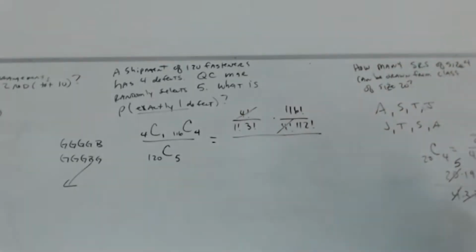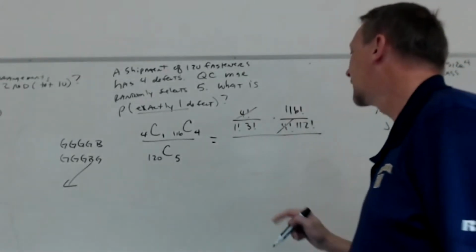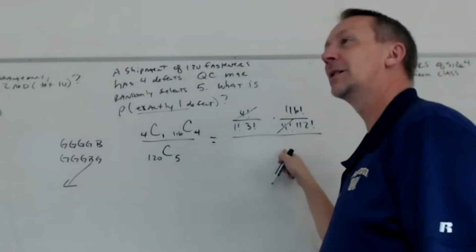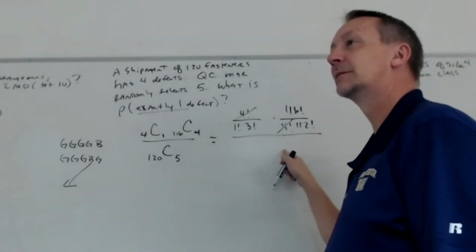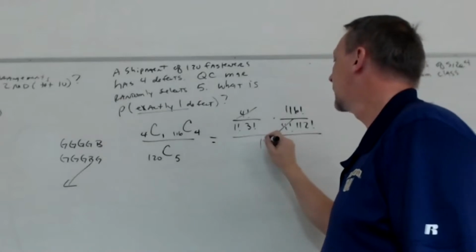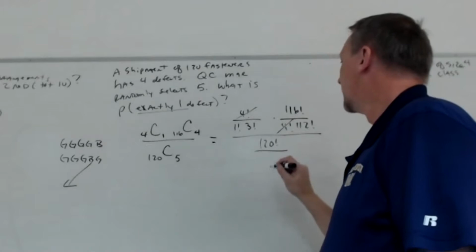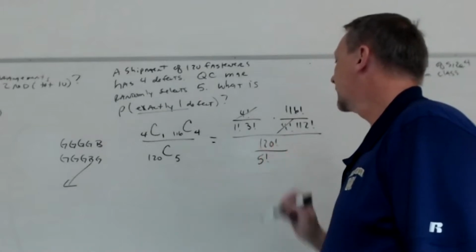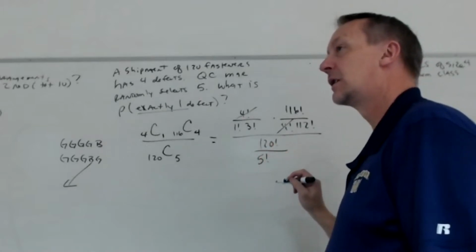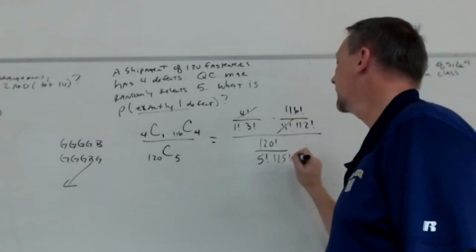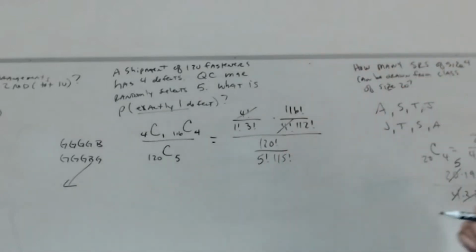Nice. Okay. Now on the bottom, we're going to pick on Austin. Can you help me do the combination on the bottom? 120 factorial over 5 factorial times 115 factorial. Now you have to do this on your calculator because I know it'll blow it up. Okay? No Excel for you.